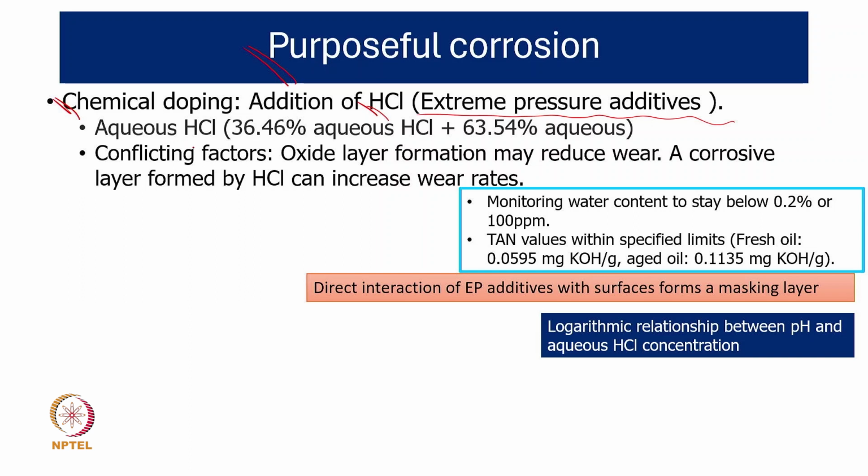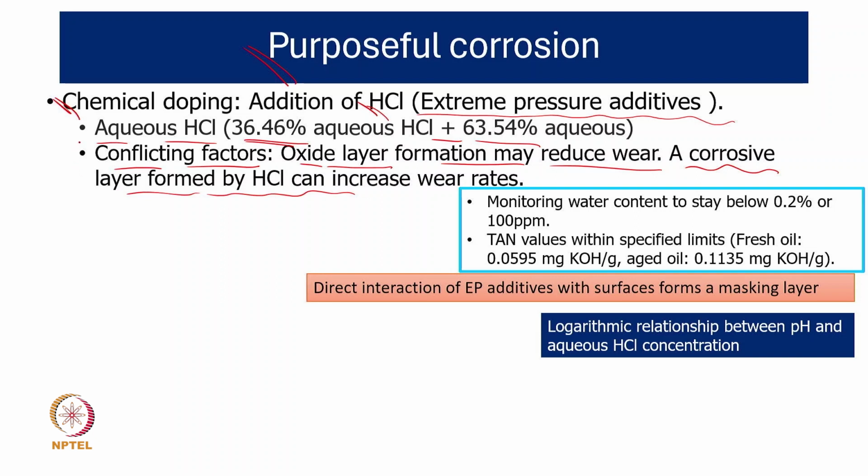So this is where we are saying that we added aqueous HCl. And what is aqueous HCl? We use 36.46% HCl. In this case, what is the conflict? We say there is a formation of an oxide layer because we are trying to reduce the wear and friction, but there is also the possibility that because of the HCl corrosion, the wear rate will increase.